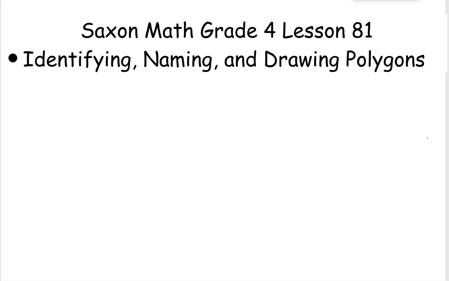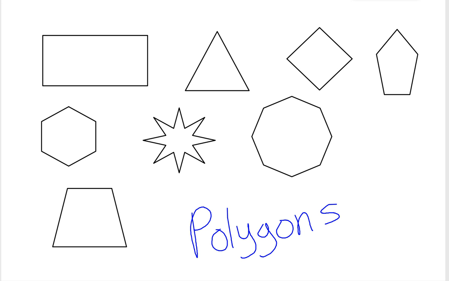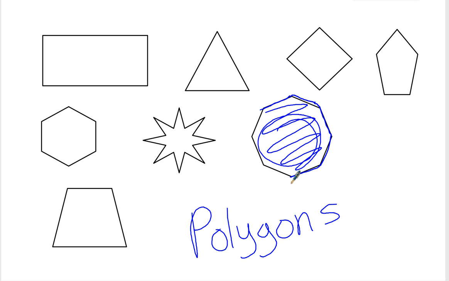Hello everyone, today's lesson is lesson 81, Identifying, Naming, and Drawing Polygons. So all of these shapes shown here are all polygons. Now if you notice, all of these shapes have sides that are line segments, and the line segments enclose a space. Okay, so I have a space that's enclosed in the middle, and then all of the sides are line segments that connect to each other.